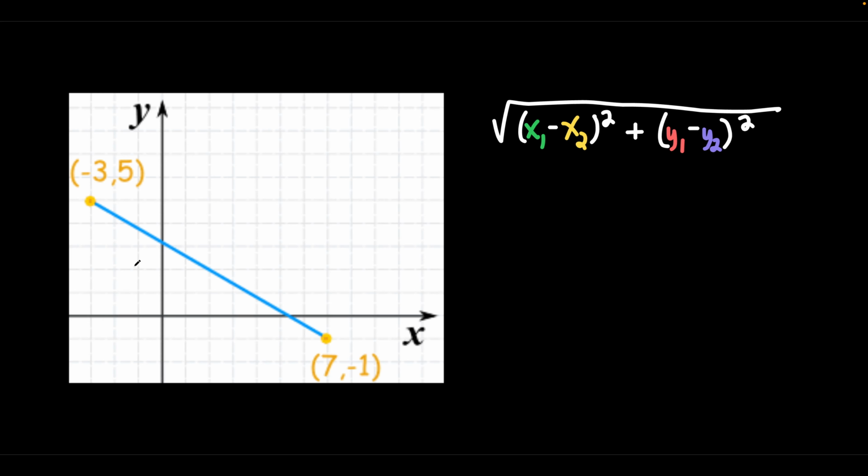Now, let's see how it works. It wants us to find the distance between these 2 points in yellow. So let's write our coordinates up here. This is -3, 5, and this is 7, -1. And now, remember that it always goes x, y. So this is an x, this is a y, this is an x, this is a y.